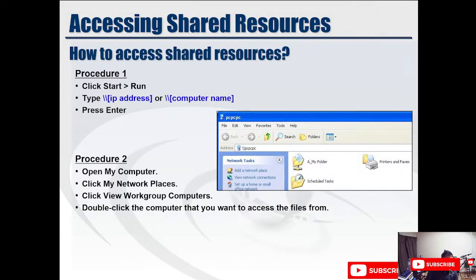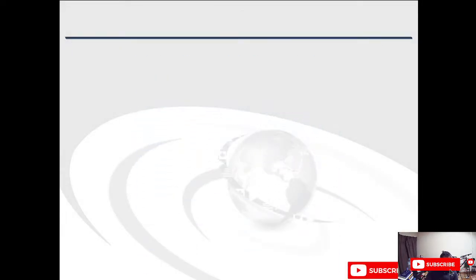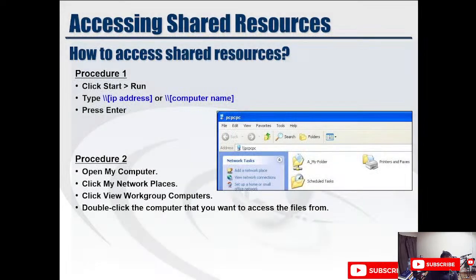Next, how to access shared resources. So go to start. Type IP address or slash the name of the computer or enter. Second, so this one, this way. Then, the second one is open my computer. Click networks. Places, view computers. Double click the computer you want to access the files from. Yan. Ito yung name kanina, di ba? So, makakita mo siya dito. By writing this one.